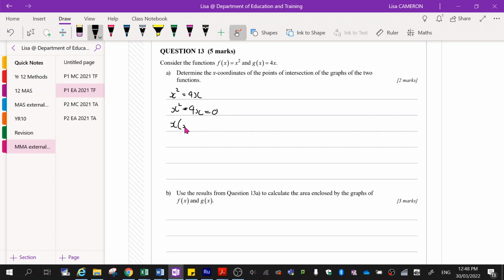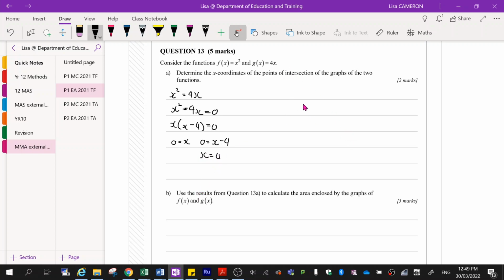Now I can factorize an x out of that equation and apply the null factor rule to let each side of the brackets equal 0. That will give me that x is equal to 0 and x is equal to 4. So there are going to be 2 points of intersection here.